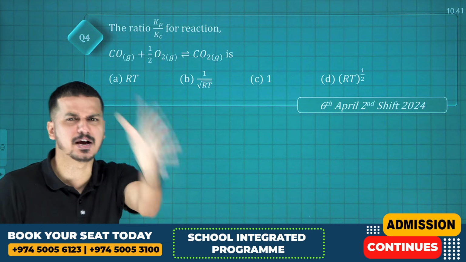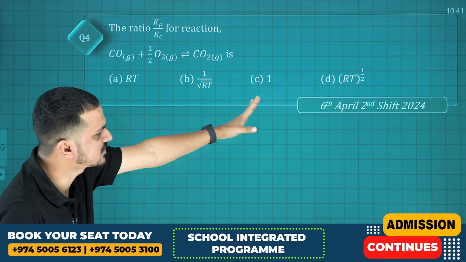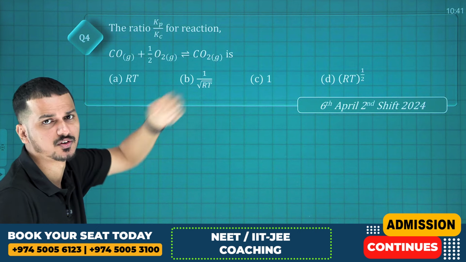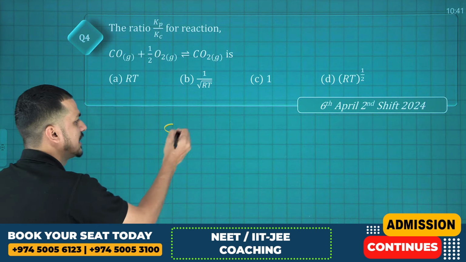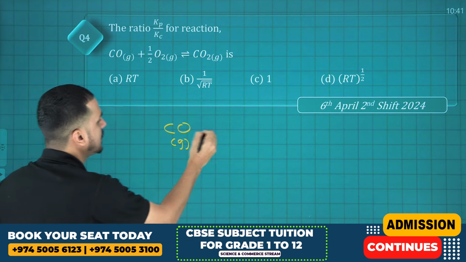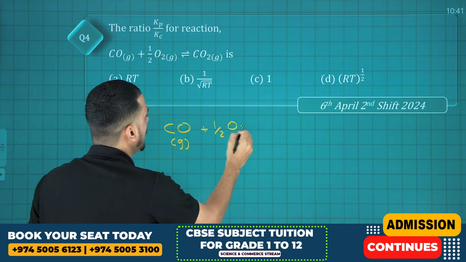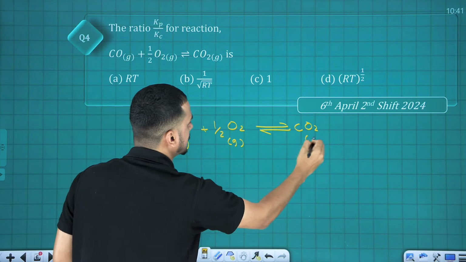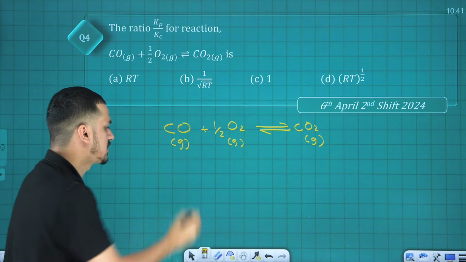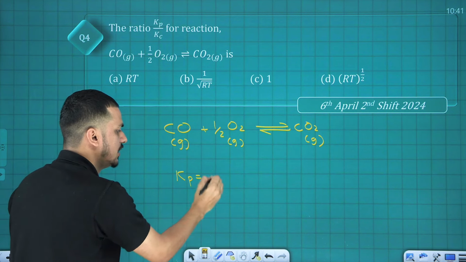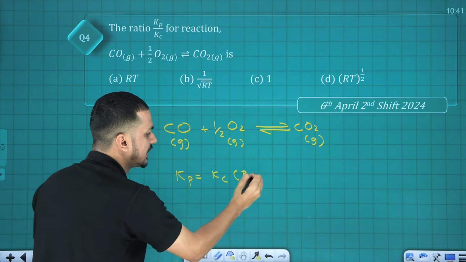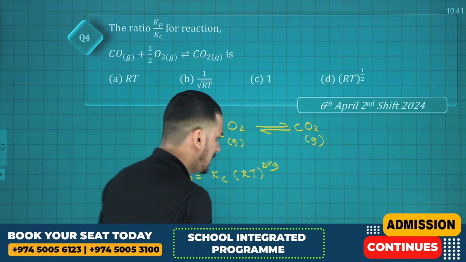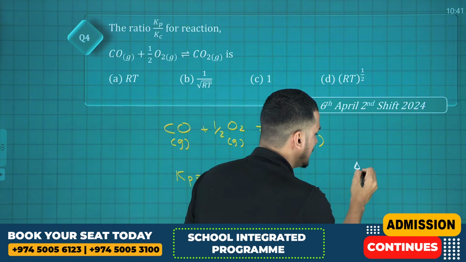It's a simple question. Last year, in 2024, they asked it. What's the question? The ratio of Kp by Kc for the reaction. They gave the reaction: CO gas, carbon monoxide gas, plus half O2 gas, reversibly gives CO2 gas. Clear, dears? Then what's the formula? Kp equal to Kc into RT raised to delta Ng. What is delta Ng here?